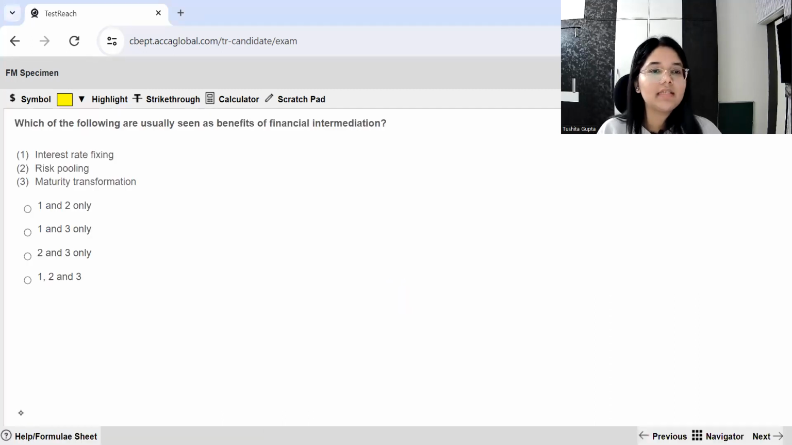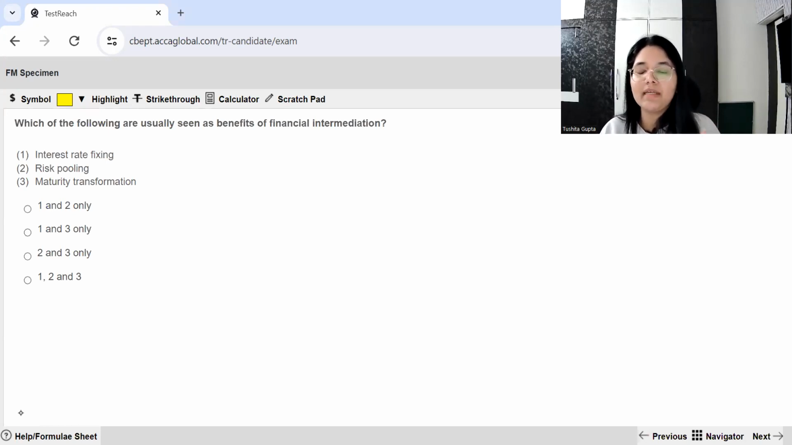The next question says, which of the following are usually seen as benefits of financial intermediation? Interest rate fixing. Usually this is not a benefit. It can be a benefit in some cases, but not usually. Risk pooling and maturity transformation are definitely on the list of benefits of financial intermediation. Risk pooling, definitely.